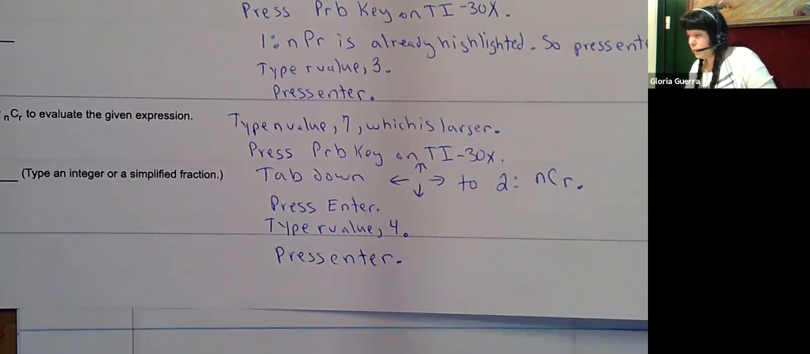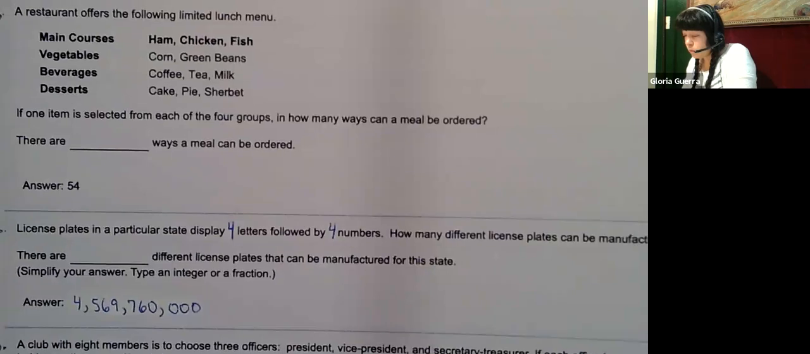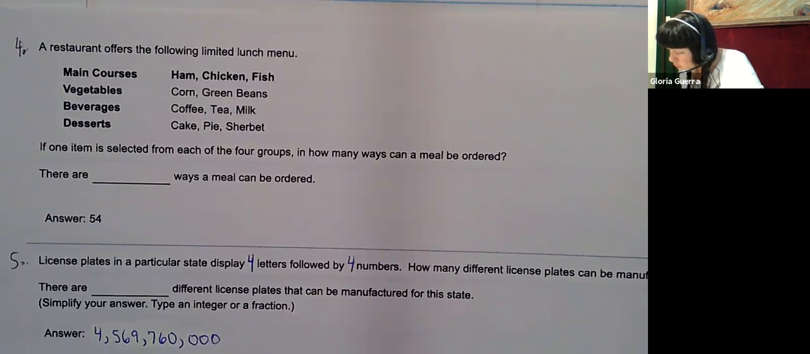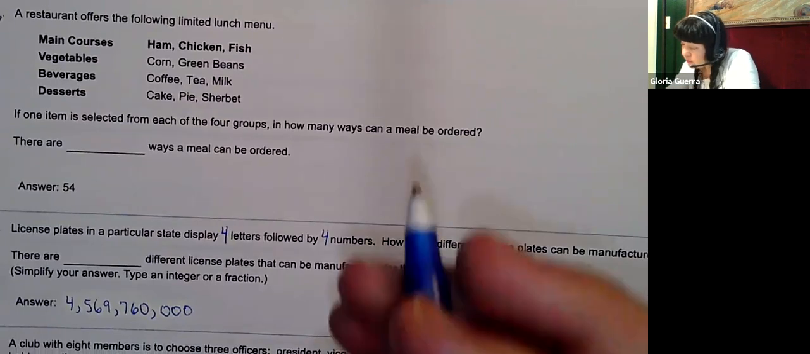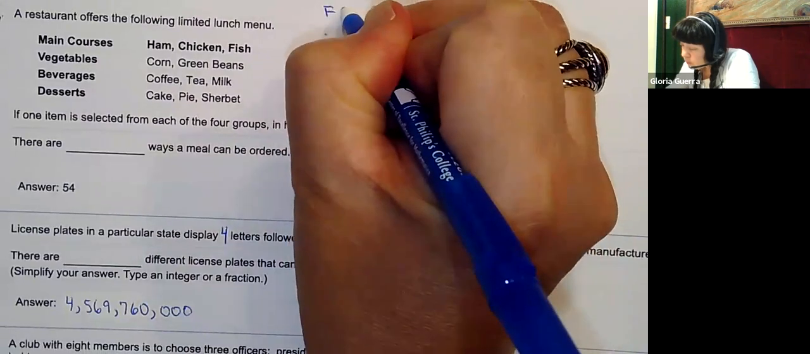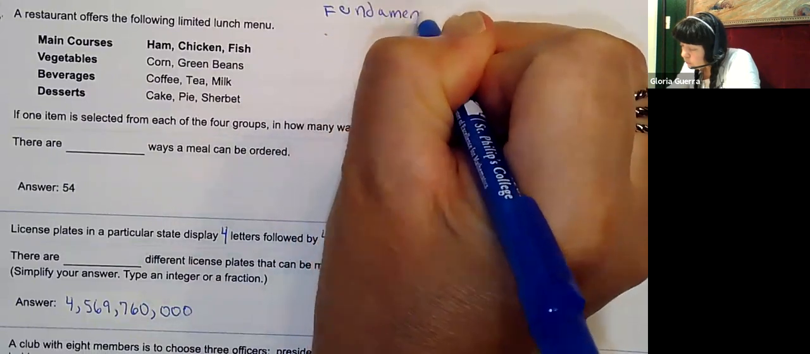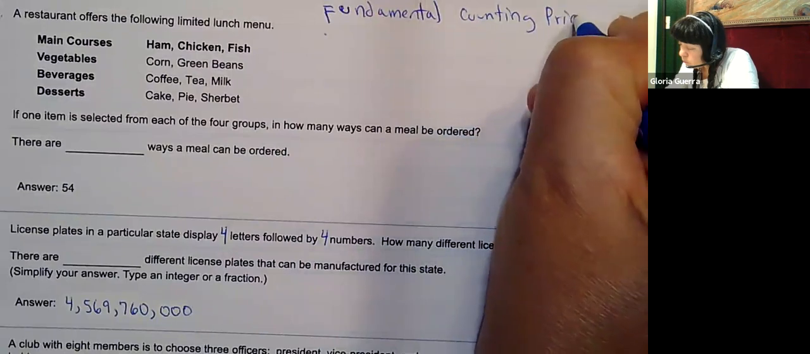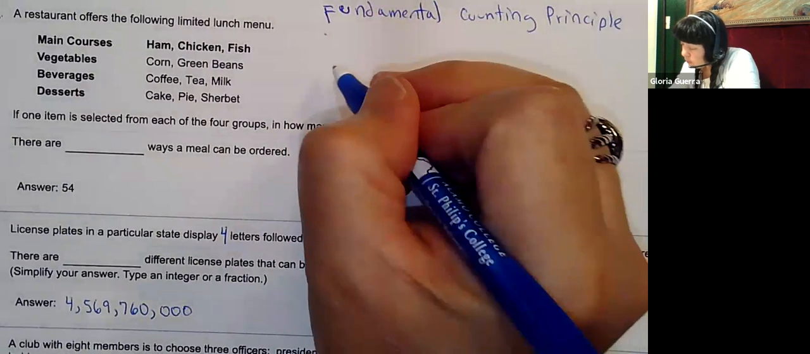Okay, so now let's go to number 4. So we have here that a restaurant offers the following limited lunch menu. So we have some item choices for the main courses, some item choices for the vegetables, beverages, and desserts. If one item is selected from each of the 4 groups, in how many ways can a meal be ordered? Okay, and so here this is a variation of the fundamental counting principle. And so when I set this up, I'm going to put F, let me write it down, fundamental counting principle. And I'm going to put 4 blanks here.